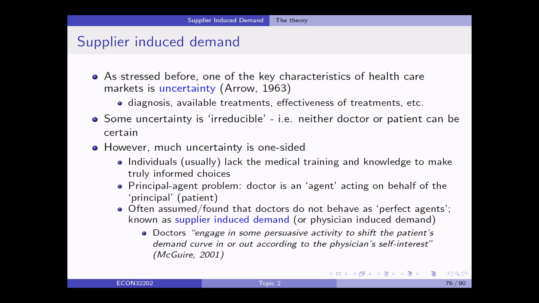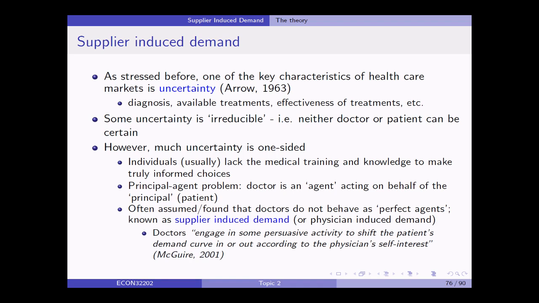Obviously some uncertainty is just irreducible, there is nothing we can do about it. So again, thinking about the COVID-19 pandemic, before the vaccination programme, there was nothing we could really do about reducing that uncertainty of whether, if you contracted COVID, you'd have an adverse health outcome or not. But much of the uncertainty, almost all of the uncertainty, is one-sided.